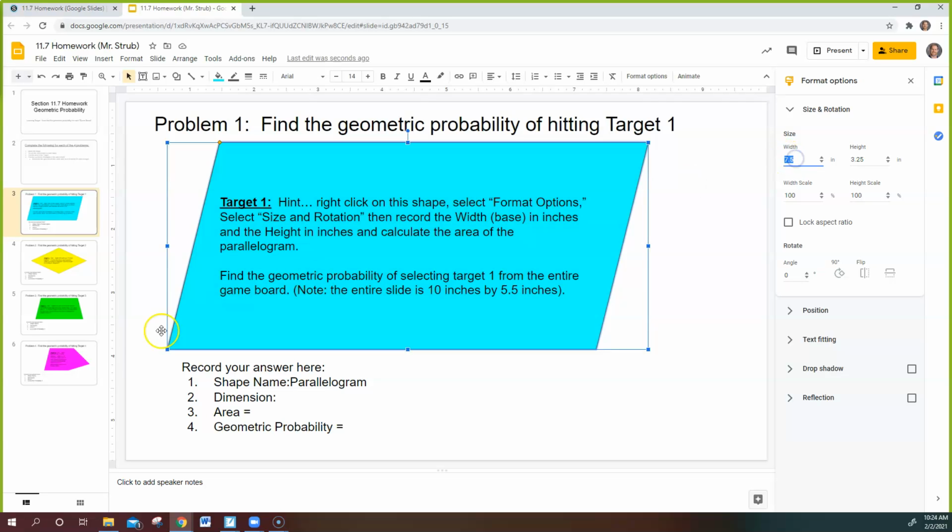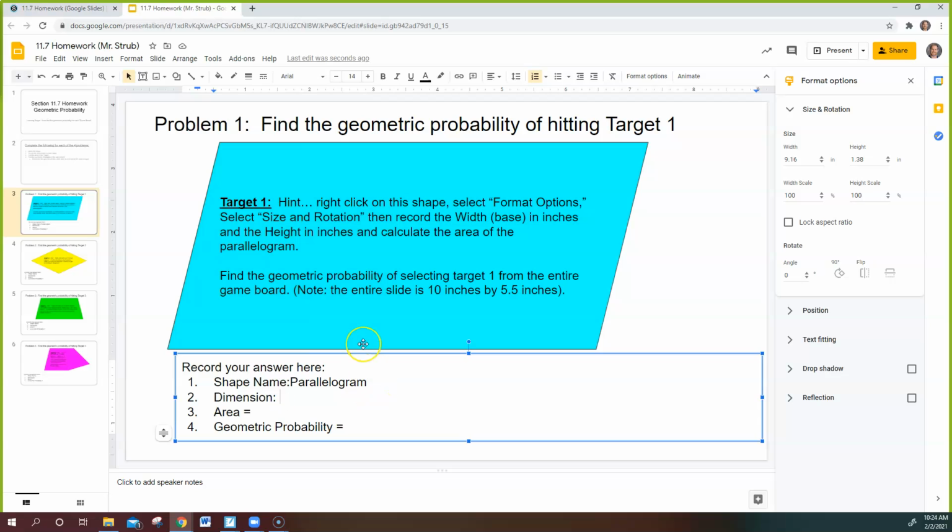But look at, here's the height, or excuse me, width. It's 7.5, so I would type that down here. And you can say base if you want, or you can call it the width. And I would just say, okay, well, that is 9.16. And then the height, which is just called the height, that is 1.38. And I should put units there. They're all in inches.